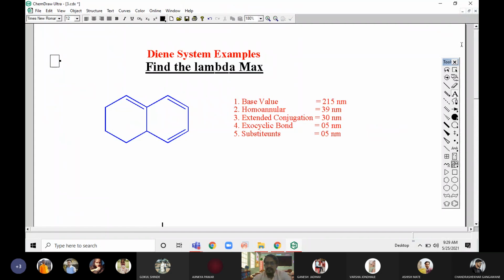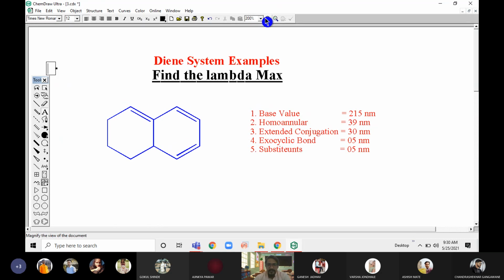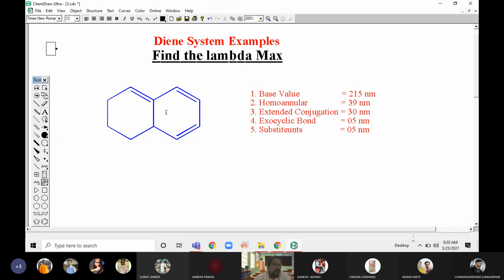thing here, see the next example. Now there are two rings. Okay, for finding the lambda max for such an example, we will again write all the five things. I'll just zoom it again. It will be more visible and clear to you. See, base value, no doubt you have to write 215 nanometer. Homoannular, how many rings are there? Two rings. You have to find two double bonds in one ring. So how many rings are like that? There is only one ring. Okay, so you have to add for homoannular 39.